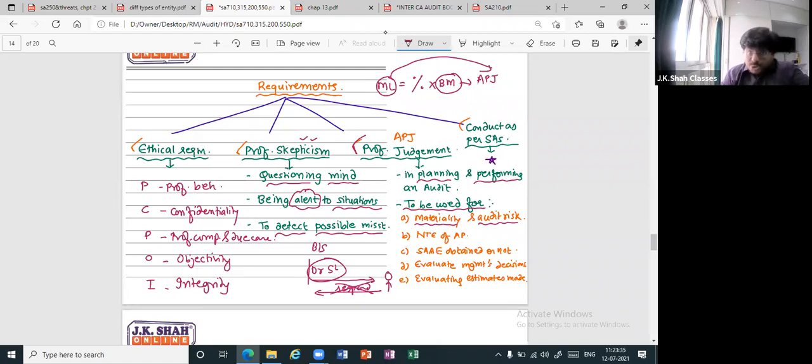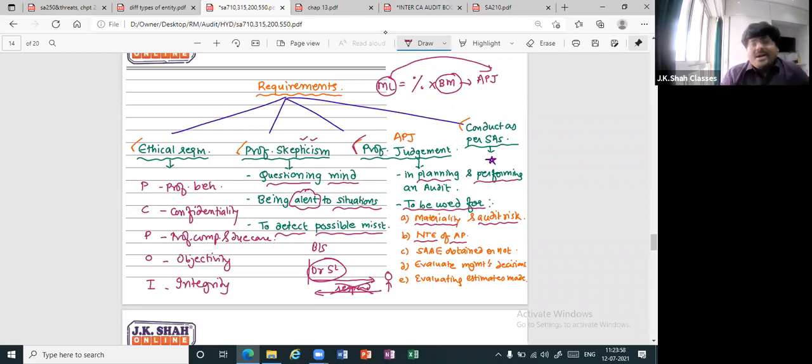Next, he has to use his judgment to decide the NTE of AP. NTE of AP? Come on, we are almost on the verge of landing. Correct. Nature, timing, and extent of audit procedures. So what to perform, when to perform, how much to perform, also the auditor will decide. Next, can I say he obtains audit evidence? Now that audit evidence should be sufficient and appropriate.